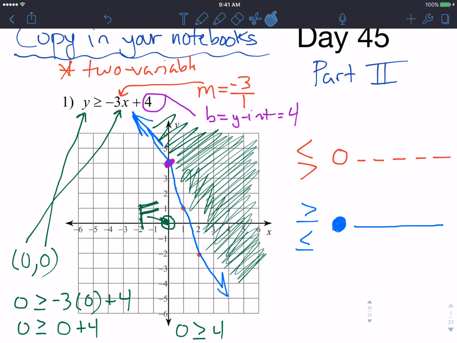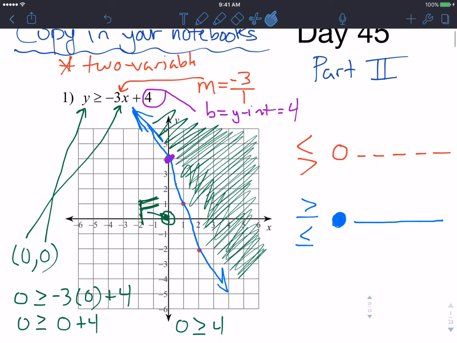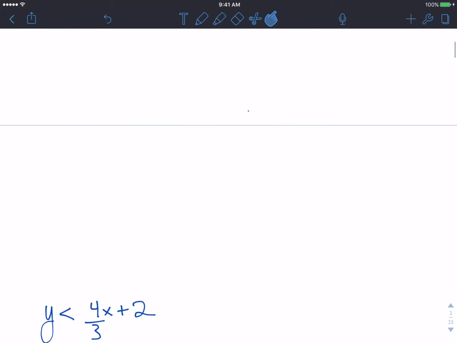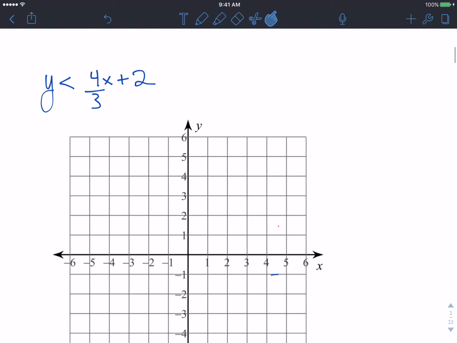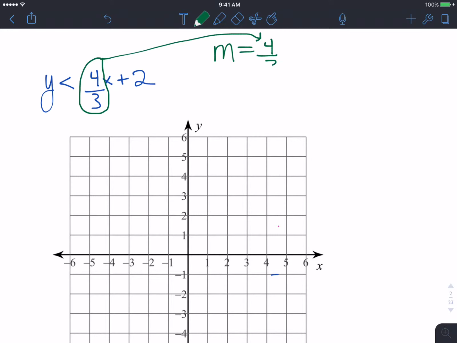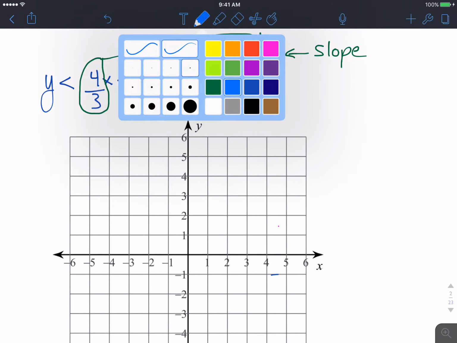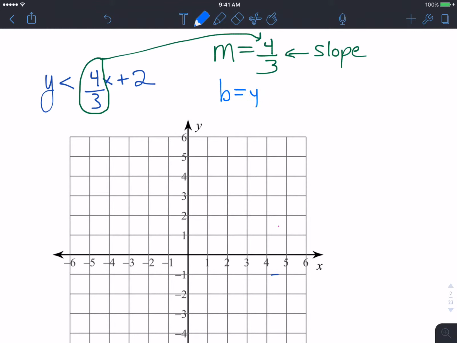Let's take a look at one more for today. Let's start this the same way. What's your m here? As we said, m is always with the x. So that's 4 over 3. Remember, this is your slope. The next thing we need, a b, which is your y-intercept, and that is 2.